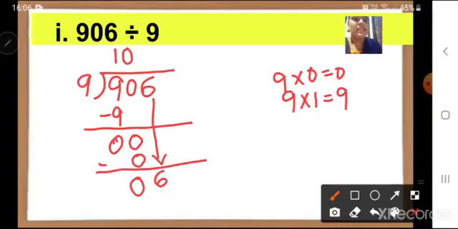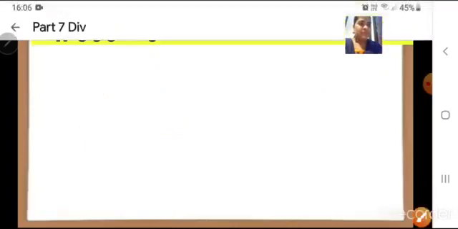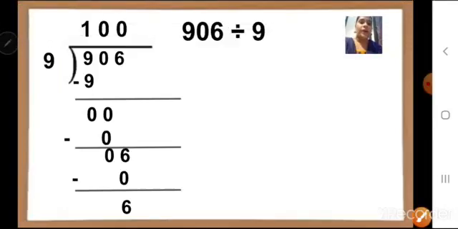Now children, number 6 is a 1-digit number and it is smaller than number 9, our divisor. So what will we do? Again we have to take 9 zeros are 0. Put minus sign and 6 minus 0 is 6. So children, our remainder is equal to 6 and our quotient is equal to 100. Got it, children? Like this you have to write it down.